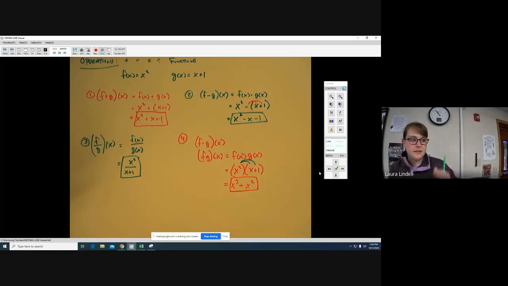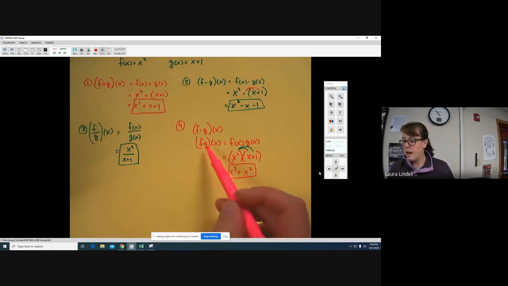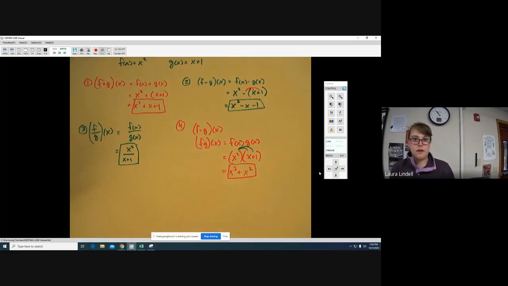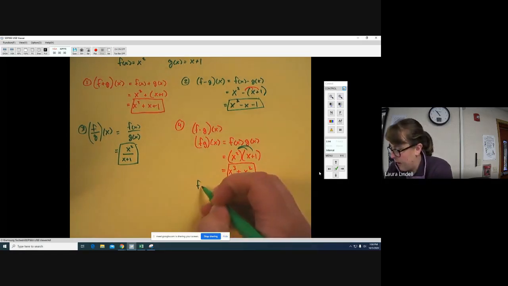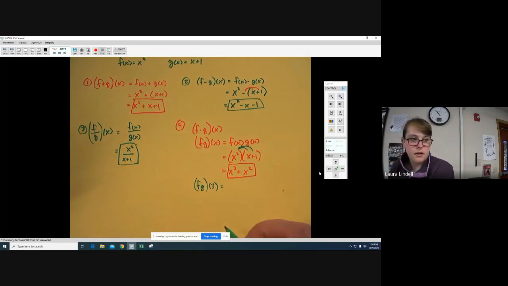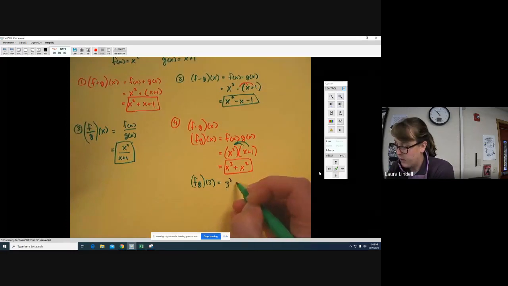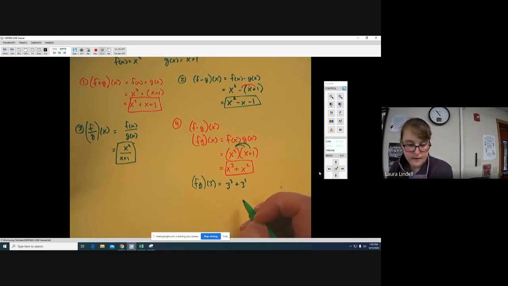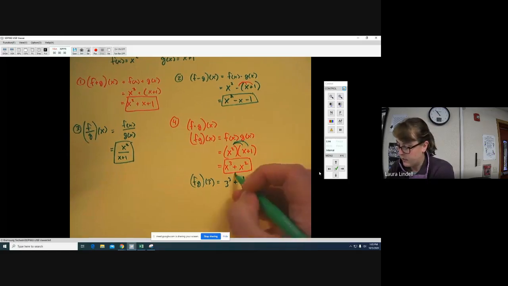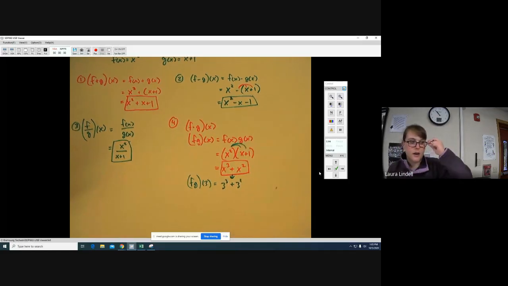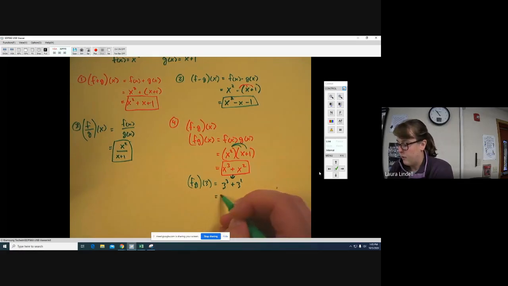We could also be asked then, once we've got our f times g of x, to plug in a value for x and figure out what that would end up giving us. So we might see something like fg of 3. So I would just take this new f times g of x and plug in 3 for x. So we'd get 3 to the third plus 3 squared. So we're just taking that function and plugging in 3, which would be 27 plus 9, which would be 36.